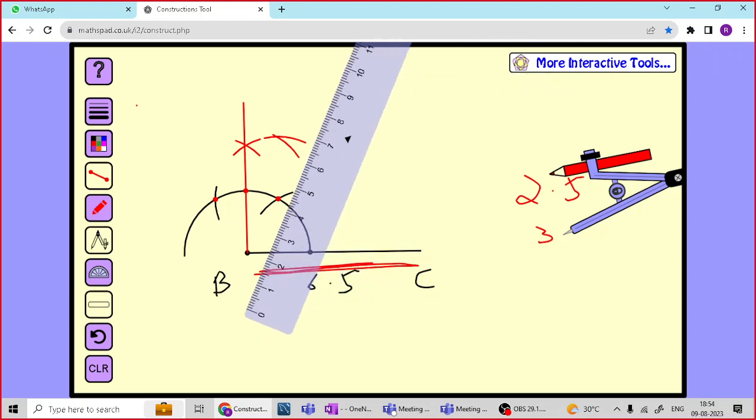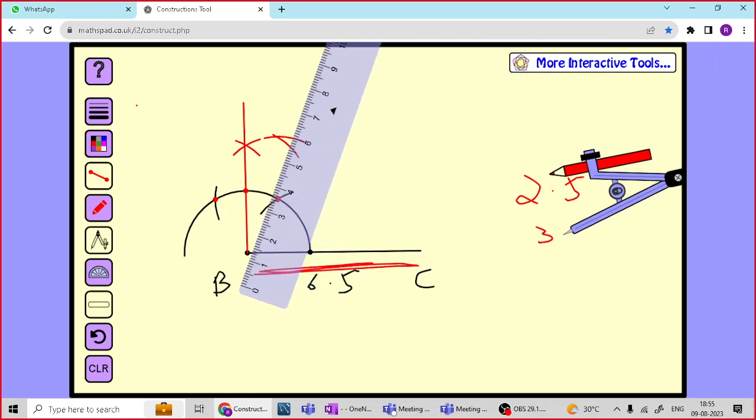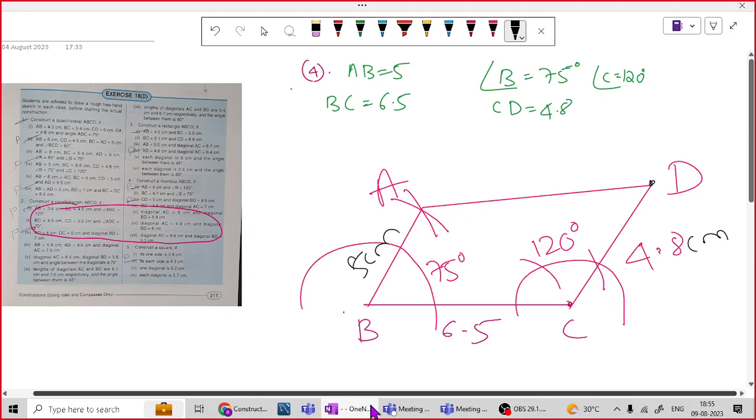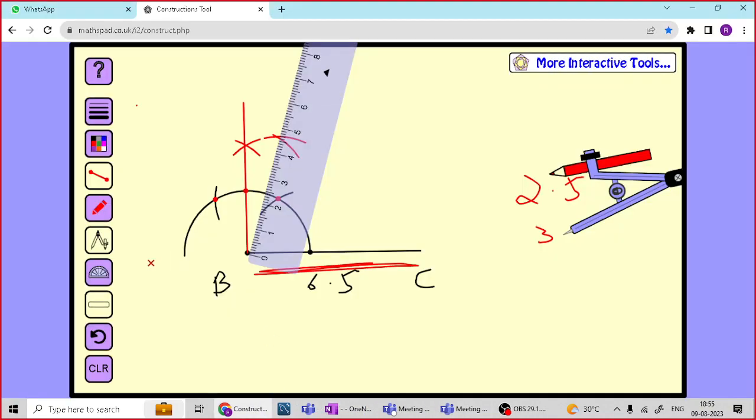Look, I drew 75 here. Then what is the length from B to A? What is AB, students? AB is 5 centimeters. So keep your scale like this. In this position, draw a 5 centimeter line.